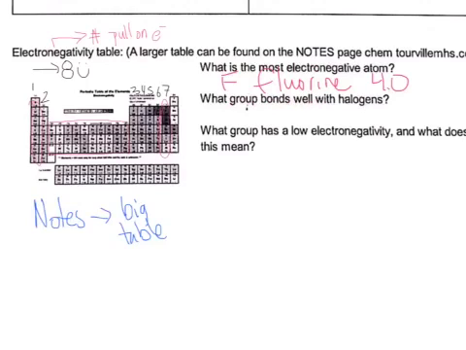Now, what groups, again, groups are these columns, what groups bond well with halogens? These are halogens, and the halogens want electrons very badly, so the group that would bond well with them would be these. We have the alkali metals, the alkaline earth metals, transition metals, but the alkali metals have one valence electron to donate. These want to take in that electron, and so these will bond well together. So the answer would be the alkali metals. For example, sodium is right here, and chlorine, NaCl, that is table salt.